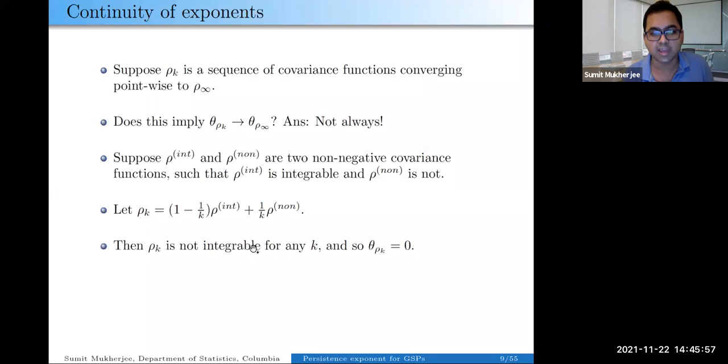So clearly rho k is not integrable, right? Because whatever part you put, you're not going to be able to integrate this part, and hence the whole thing. And therefore, by your exact characterization, theta rho k must be 0, right?